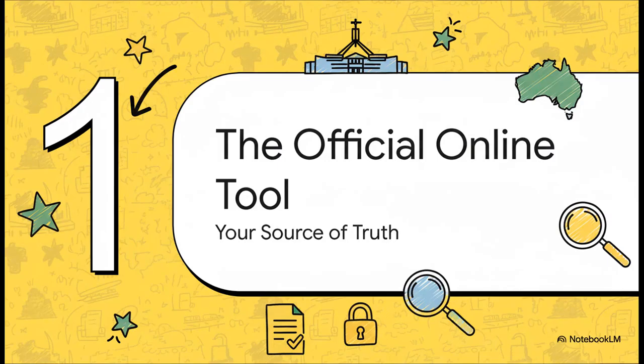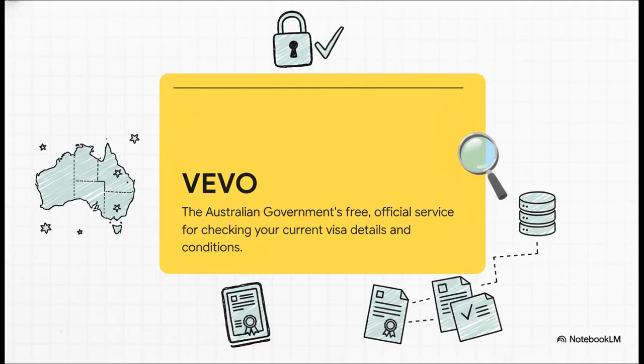Okay, the good news is there is one single official place where you can get the real, definitive answers to every single one of these questions. No more guessing. And that place is called VEVO. That's VEVO. And it stands for Visa Entitlement Verification Online. Basically, it's the government's own free official service for checking everything about your visa. I'm going to say this a few times. This is your single source of truth.